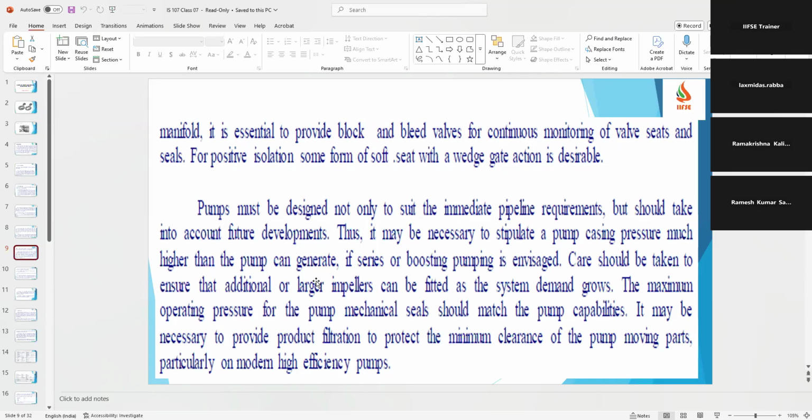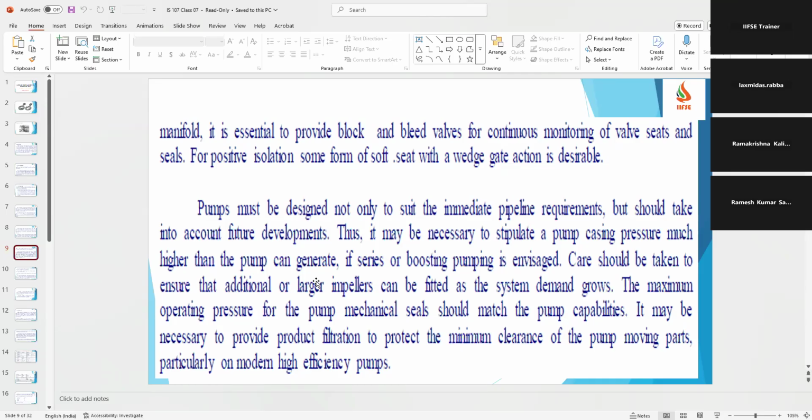Pumps must be designed not only to suit the immediate pipeline requirements, but also take into account future developments. So while choosing the pumps, you should also look at the future requirements. Thus, it may be necessary to stipulate a pump casing pressure much higher than the pump can generate. If a series of boosting pumps is encased, care should be taken to ensure that additional or larger impellers can be fitted as the system demand grows.